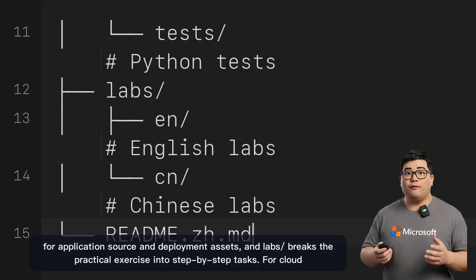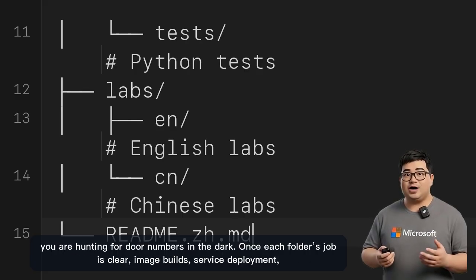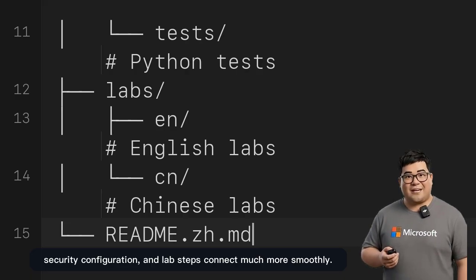For cloud-native deployment, understanding this map is important before running commands. Otherwise, it is very easy to feel as if you are hunting for door numbers in the dark. Once each folder's job is clear, image builds, service deployment, security configuration, and lab steps connect much more smoothly.